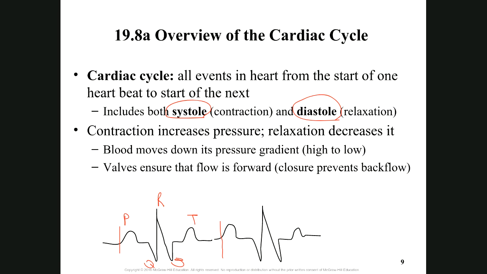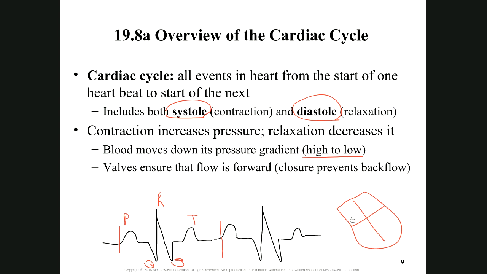The blood moves down its pressure gradient. You need to know that all the time. The blood can move from the place where the pressure is higher to the place where the pressure is lower. Imagine that this is your heart. And you have these different chambers: right atrium, left atrium, right ventricle, and left ventricle.